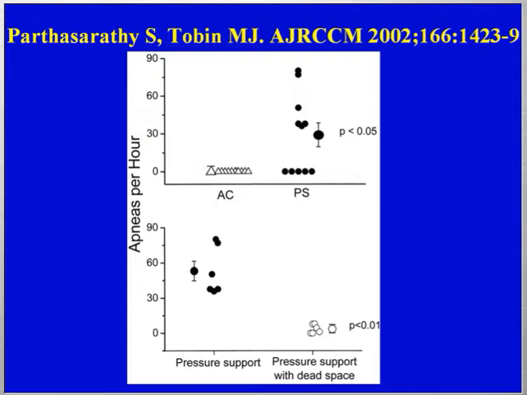And in this upper part of the cartoon, you can see that when patients were ventilated with assist control, there are no apneas at all. And some individuals ventilated with pressure support, not all of them, but some, exhibited central apneas. And if you go down there and look only at this group of patients who developed central apneas, when these individuals were ventilated with pressure support plus 100 mL of added dead space, thus increasing the end-tidal CO2, the apneas disappeared.